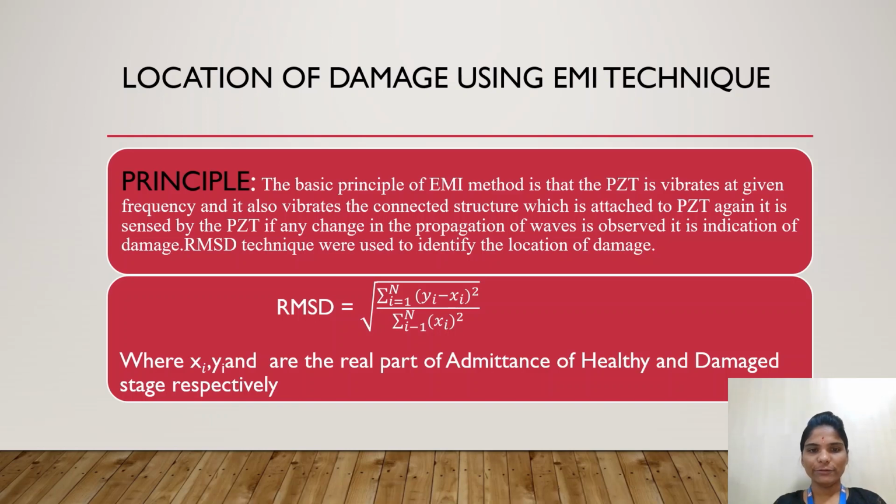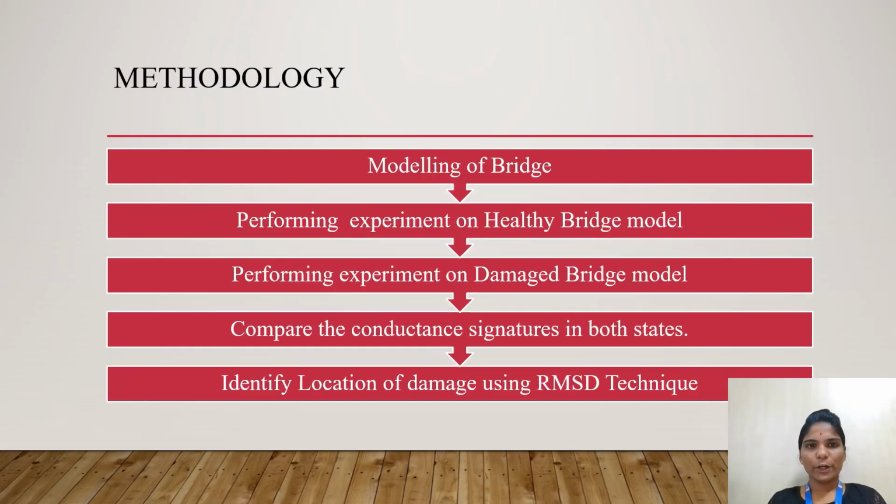This is the formula for root mean square deviation, where Xi and Yi are the real parts of admittance of the healthy and damaged states respectively. The methodology we adopted is, first we model the bridge, then perform the experiment on the healthy bridge model and on the damaged model. After performing both states, we compare the conductance signatures in the healthy stage and the damaged stage. After that, we identify the location of damage using the root mean square deviation technique.